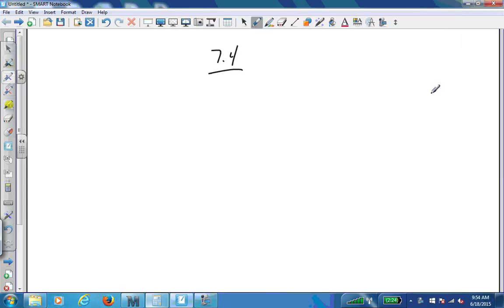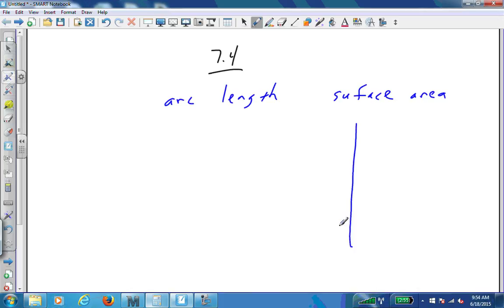In 7.4, we're going to do two things. We're going to measure arc length, or length of a curve, and we're going to measure surface area. In 7.2 and 7.3, we looked at taking a closed region and rotating it around an axis. In 7.4, we're going to look at taking a curve, rotating that curve around an axis.